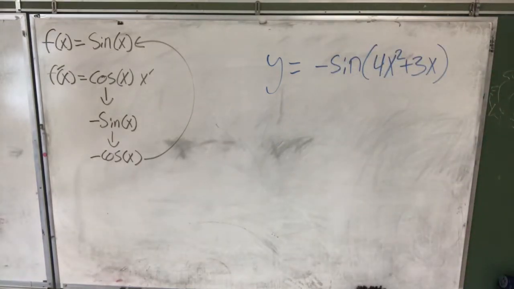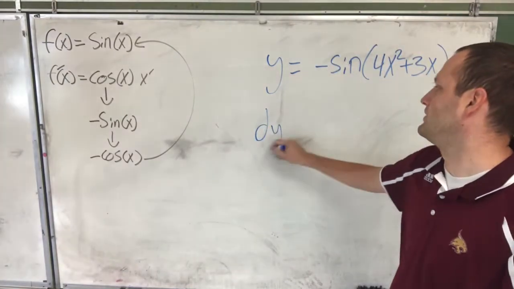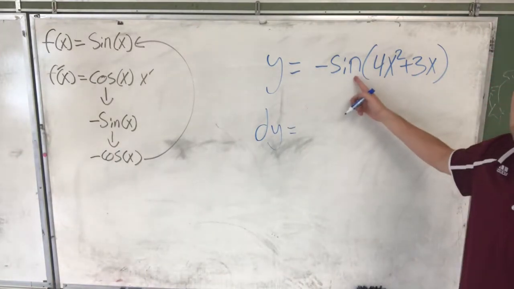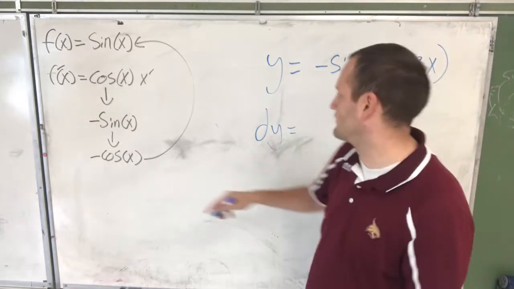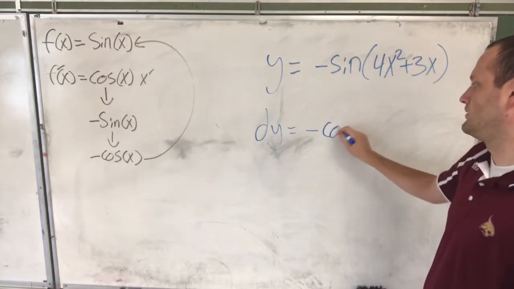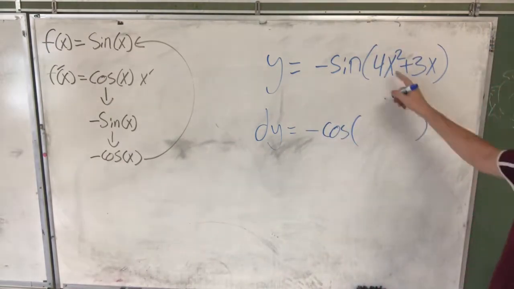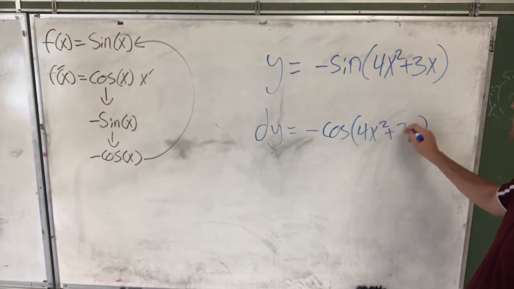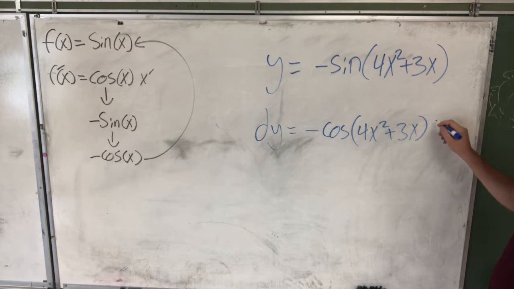All right, we're leveling up a little bit. What would the derivative be? Ooh, what does negative sine derive into? Negative cosine. Then we still keep the inside the same. But then we have to multiply by the derivative of the inside, which is 8x plus 3 dx.